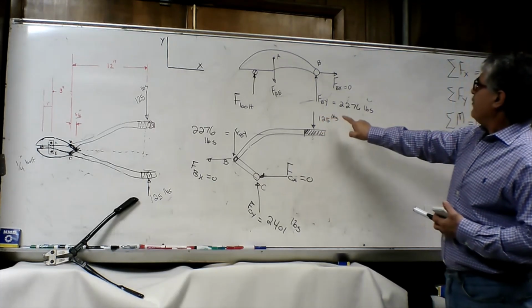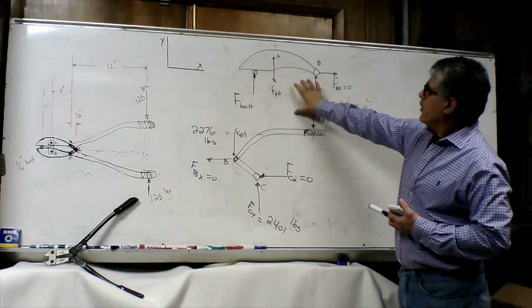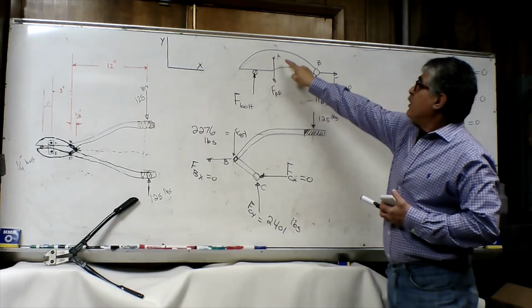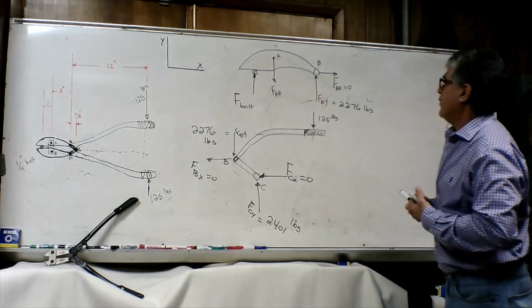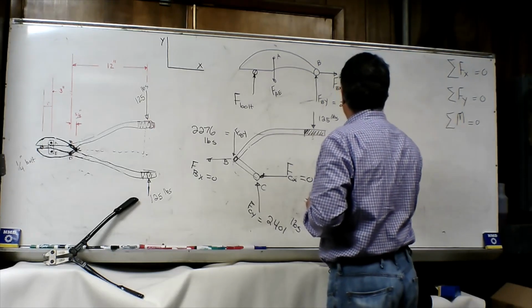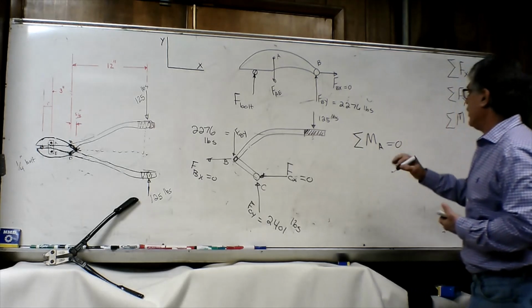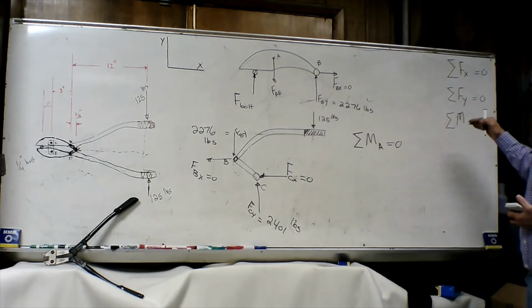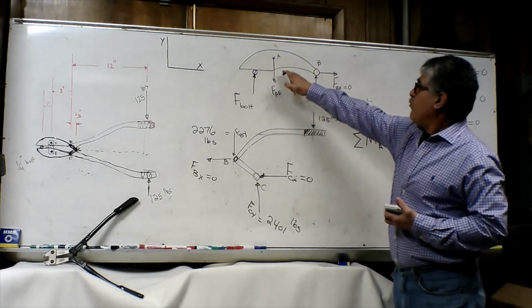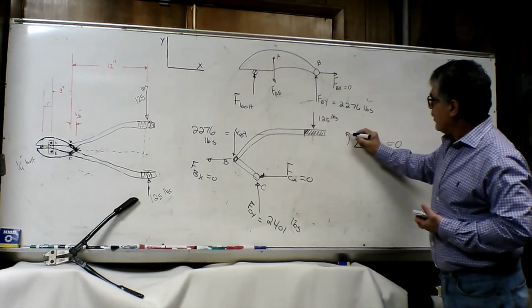Now that we have this force, let's go back to this picture and we take the summation of moment with respect to point A. So we know that the summation of moment with respect to any point must be equal to 0 in order for us to have a static equilibrium. So if we take the summation of moment with respect to point A, and let's again assume that this direction is positive.